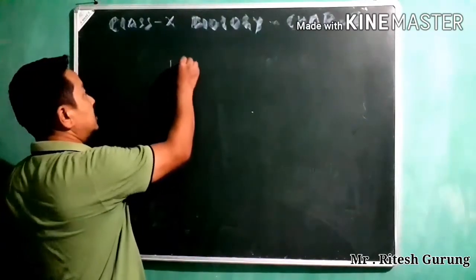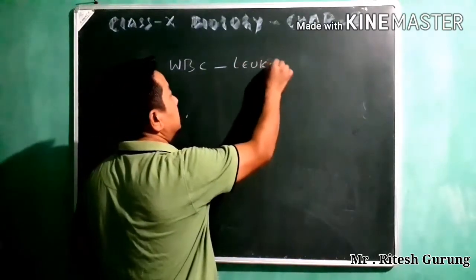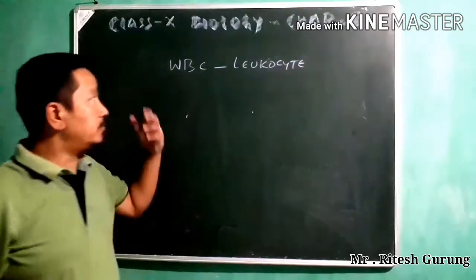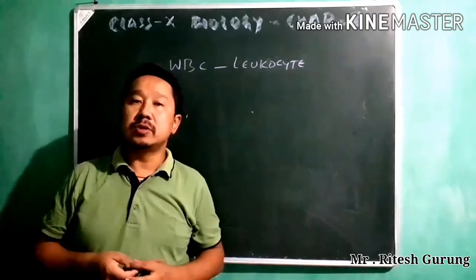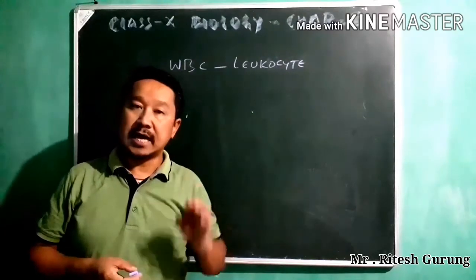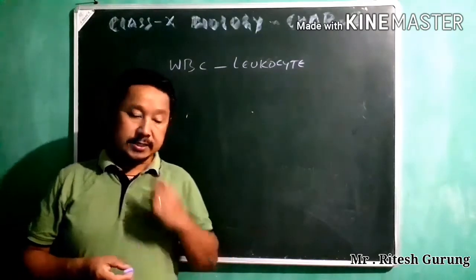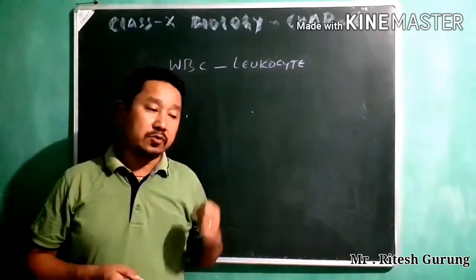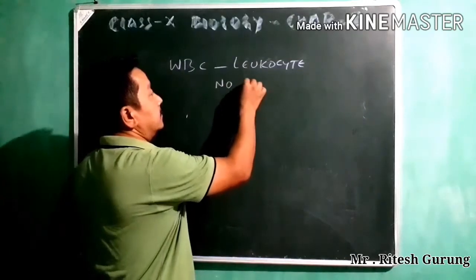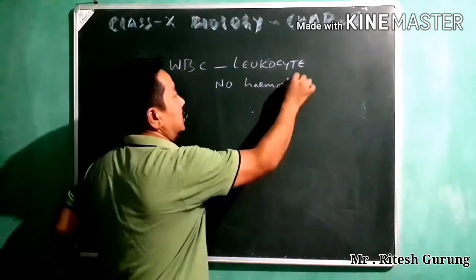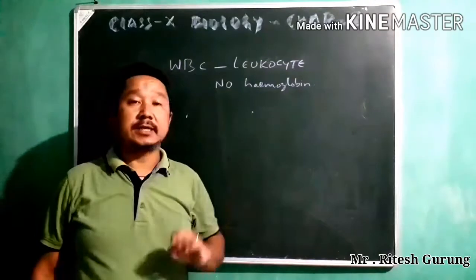So WBC is also termed as leukocyte. This WBC or leukocyte is the one which contains a nucleus even during its maturity, unlike RBC. That means RBC during its maturity loses its nucleus. And this WBC or leukocyte contains no hemoglobin. Unlike RBC, this WBC doesn't contain hemoglobin.